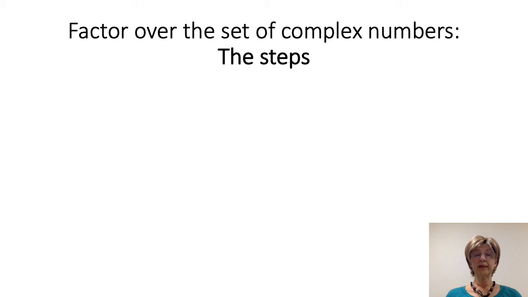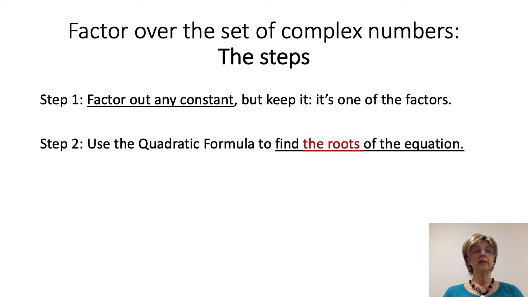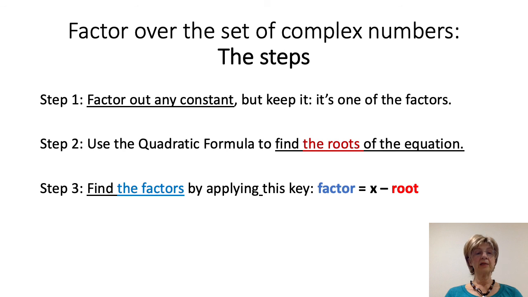Factor over the complex numbers, the steps. This is summing up what is in this video. Step 1, factor out any constant but keep it. It's one of the factors. Step 2, use the quadratic formula to find the roots of the equation. And step 3, find the factors by applying this key. Factor equals x minus root.